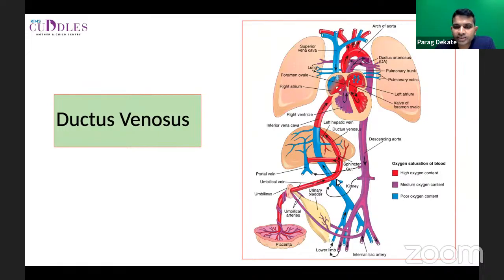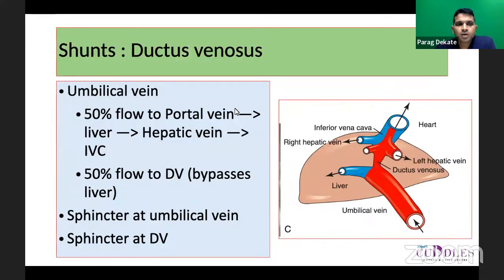and this one is lower, less than 50. So what happens in a ductus venosus? In this schematic representation, you can see there is an umbilical vein, and there you have a small kind of sphincter over here, then the ductus venosus, which connects into the inferior vena cava.